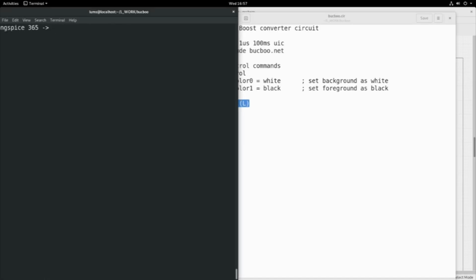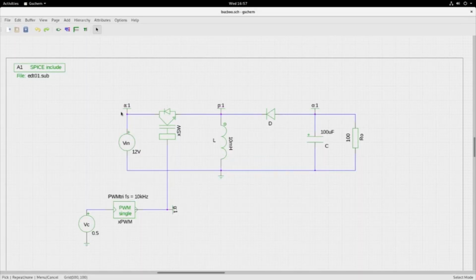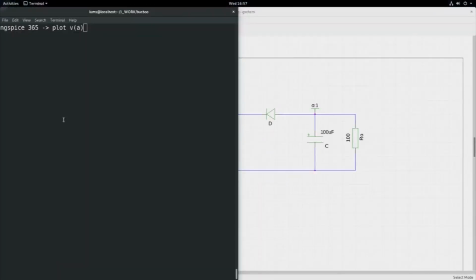Let me now plot the input voltage or the supply voltage, which is VA. As you can see from the circuit, the node A is that of the supply voltage, the node O is that of the output voltage. Let us see these two voltages in relation to each other, and therefore I will plot VA and V0.